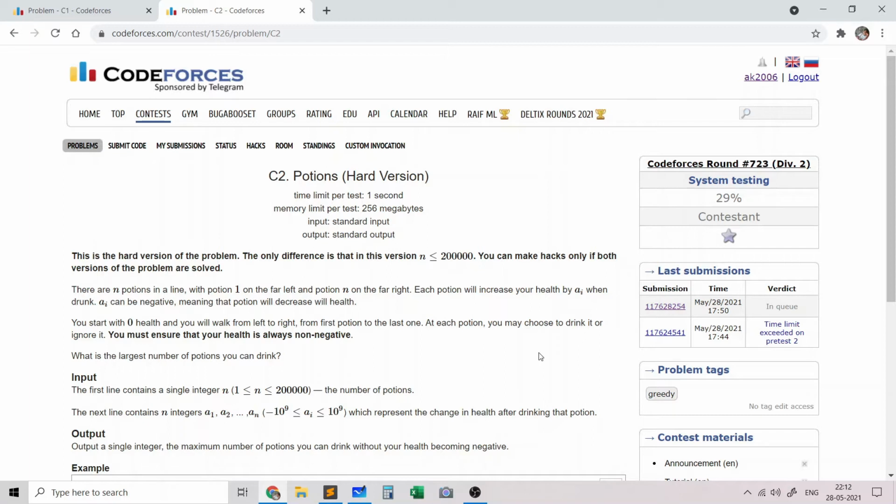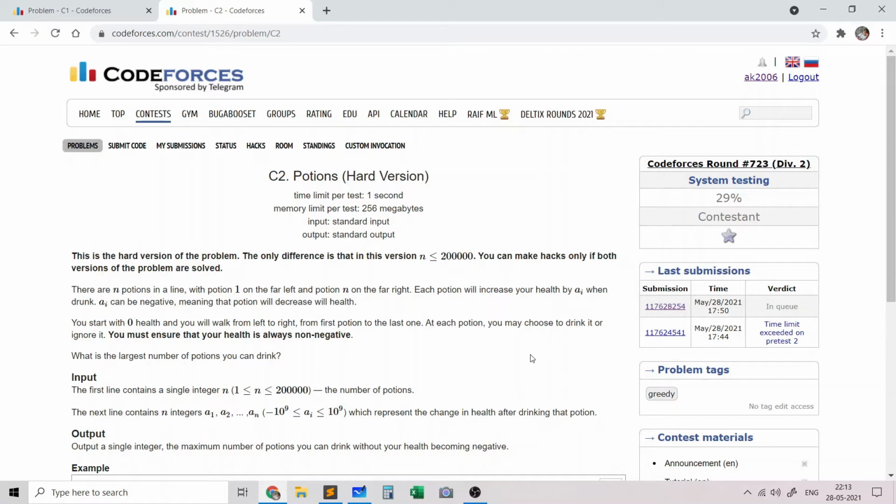This is a nice problem on how a multiset data structure can be used to solve problems which require the use of a greedy algorithm. So let's look at the problem statement. There are n potions in a line, with potion 1 on the far left and potion n on the far right. Each potion will increase your health by a_i when you drink it. So a_i can be negative or positive. If it's negative, then the potion will decrease your health.